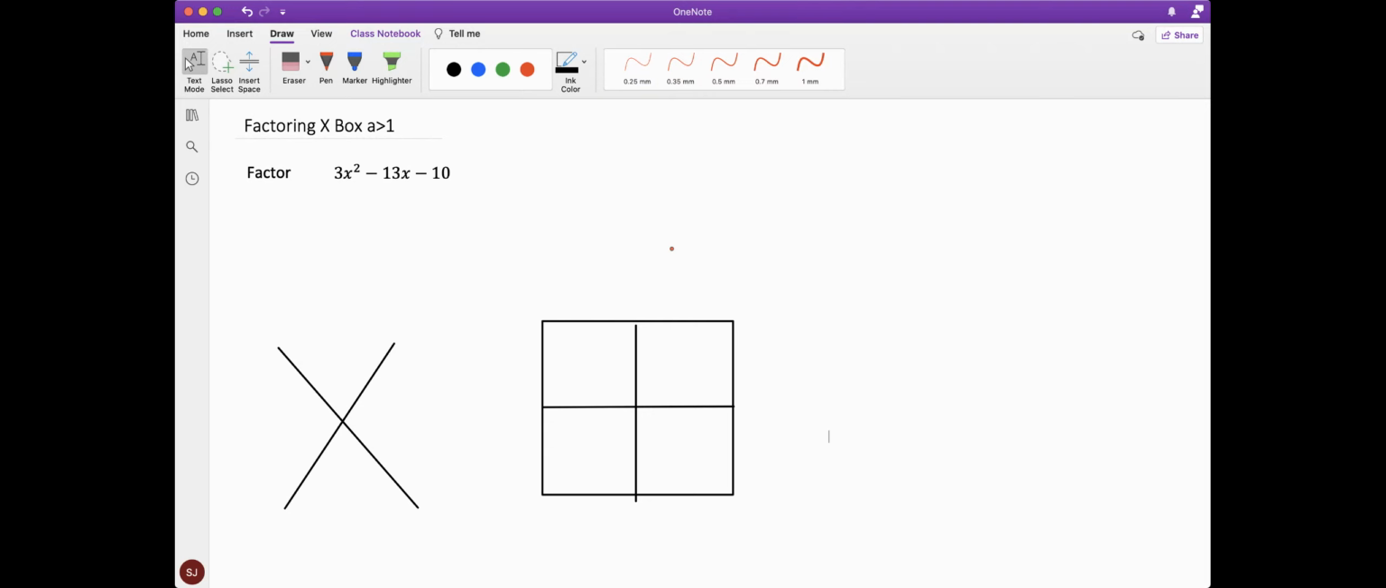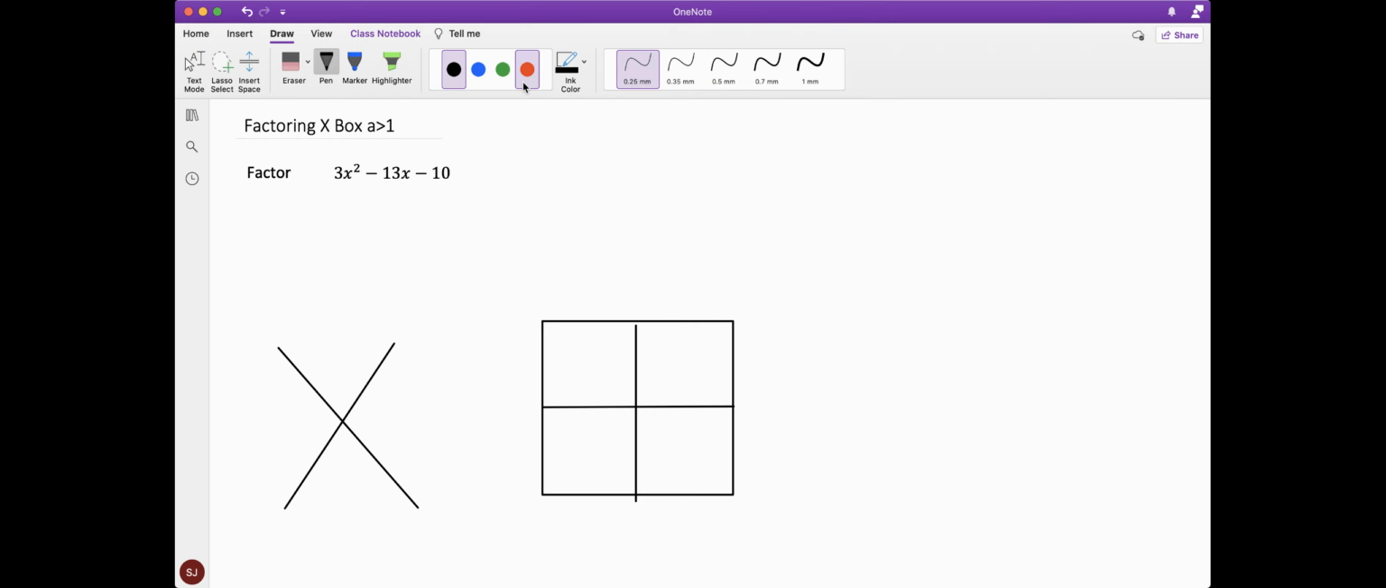It's a continuation of yesterday's lesson where we were learning how to use the X box to factor a polynomial. But in this case, the difference between yesterday and today was that yesterday all of your polynomials had an a value of 1, but today the a value is greater than 1. Let's take a look at an example here. So we are going to factor the polynomial 3x squared minus 13x minus 10.